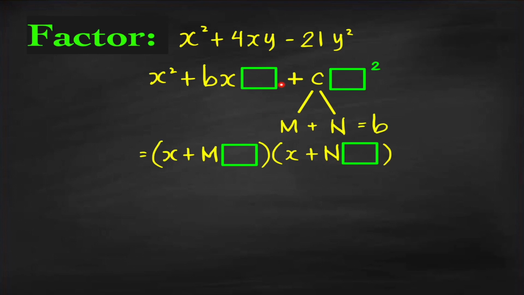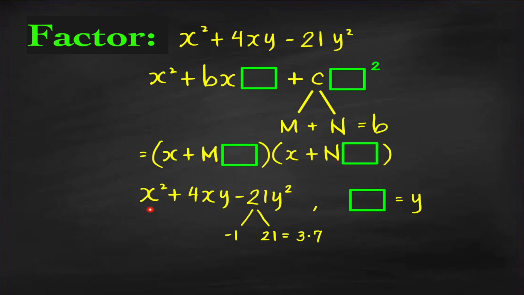But you need to figure out what this expression is inside this rectangle. After finding these two integers m and n, whose product is equal to c and whose sum is equal to b, the factorization is just x plus m times whatever the expression inside this box is, times x plus n times this expression. So here, x squared plus 4xy minus 21y squared. Your c is negative 21, and it's clear that the expression in the box is equal to y.